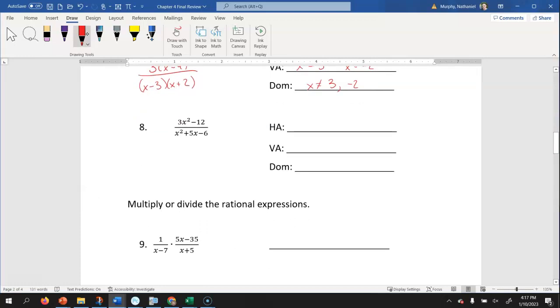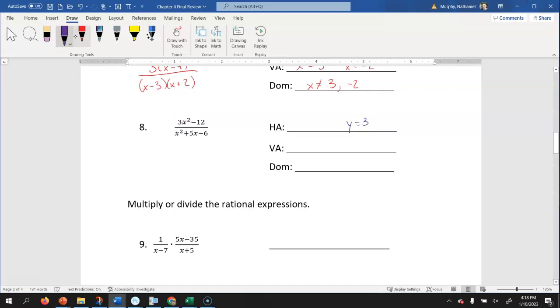All right, last one for this section, number 8. We have 3x squared minus 12 in the numerator, and in the denominator we have x squared plus 5x minus 6. So again, to find the horizontal asymptote, we look at the leading terms. Here the degrees are the same. If the degrees are the same, it's going to be y equals the ratio of the coefficients. So we'd have 3 over 1, which is obviously just y equals 3. So that would be your horizontal asymptote, y equals 3.